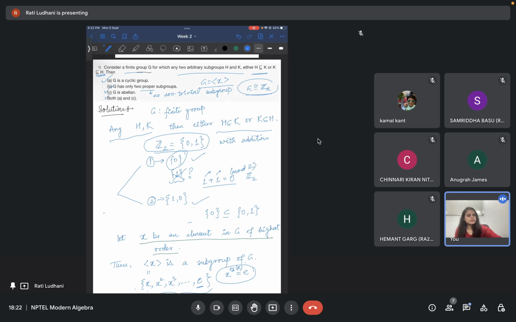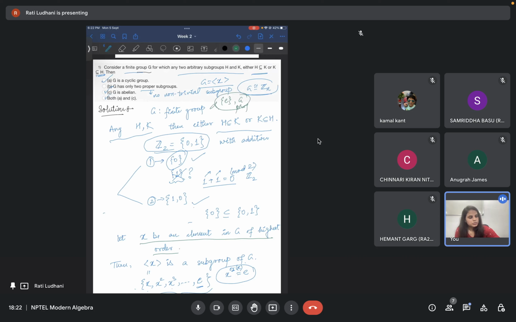So we are not considering identity and the group G. We are not considering this as proper. That means identity and G are not considered proper subgroups.